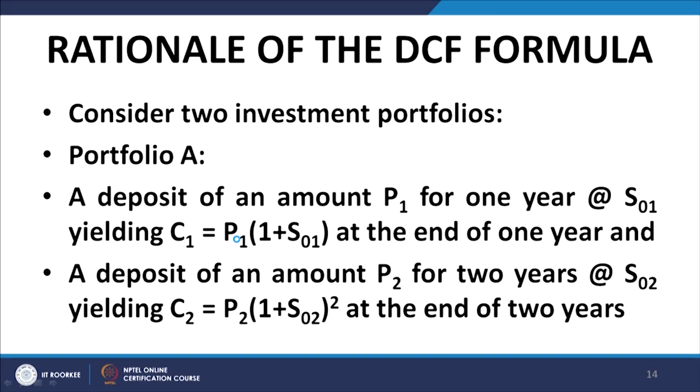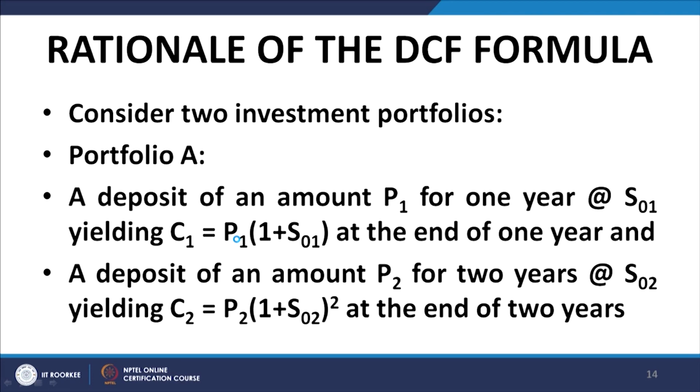Consider two investment portfolios. Portfolio A, a deposit of an amount P1 for 1 year at the rate S01. Whatever the market rate is, S01 is that market rate. S01 is the rate that is applicable to 1 year deposits, and therefore, I deposit an amount of P1 at the market rate S01 for 1 year. The amount that I get, C1, is equal to P1 into 1 plus S01. It is quite simple, straightforward.